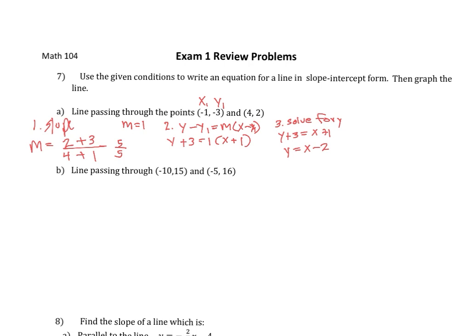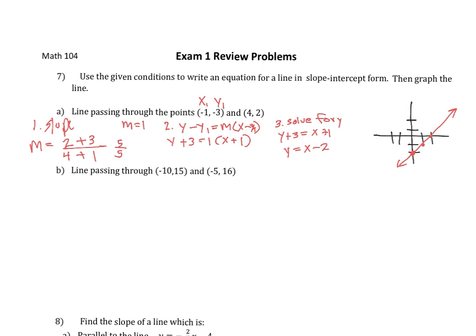All right, the last thing that they want you to do is just graph that. I will do kind of a rough graph here. All right, so the equation of our line is y equals mx plus b, or 1x minus 2. So my y-intercept is negative 2, and my slope is rise 1, run 1. Rise 1, run 1. And then we have our line.